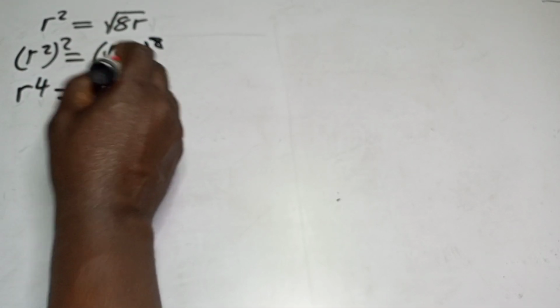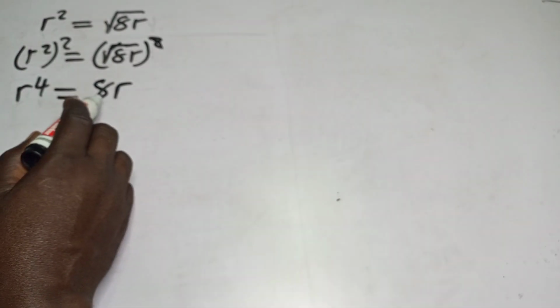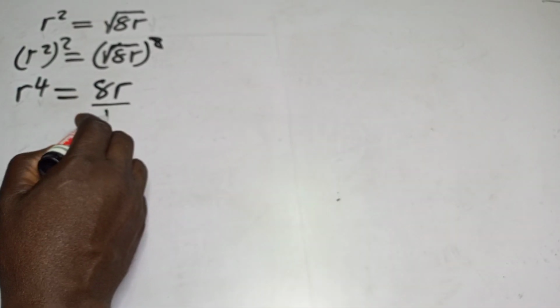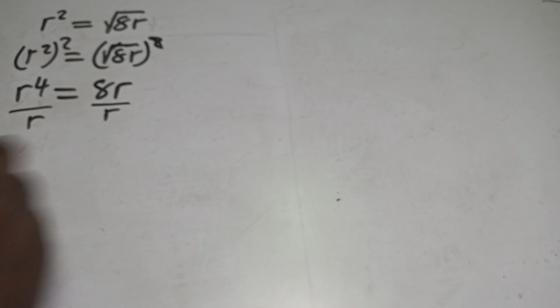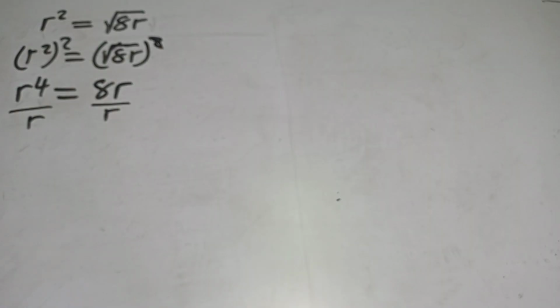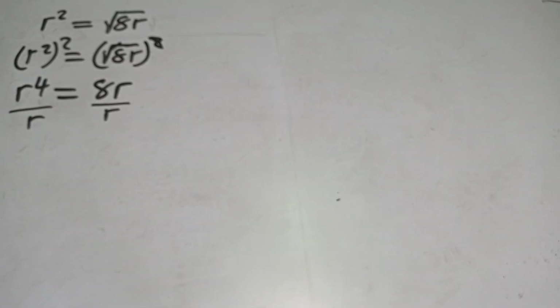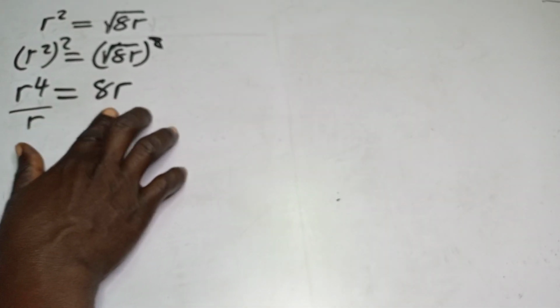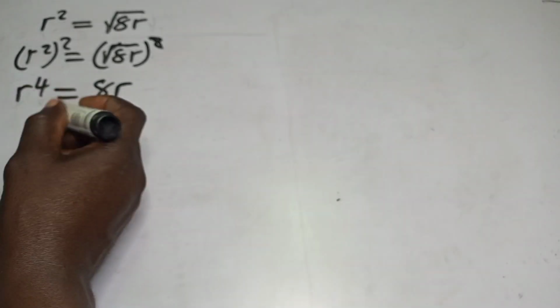We have 8r. Now we should avoid the error to get to this level and say we divide both sides by r. Divide here by r, divide here by r. That is not the right way forward. This will destroy one of the solutions because you see it's a polynomial of degree 4. We are supposed to have 4 solutions here. Okay, so if we do this, we're going to destroy one of the solutions. So the right attitude is to take this 8r from the right hand side to the left hand side.